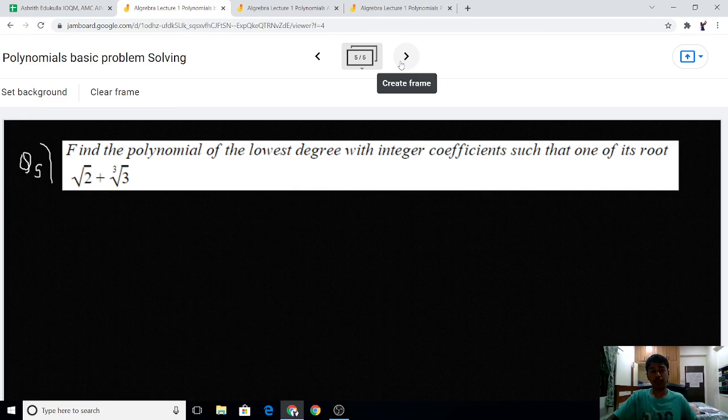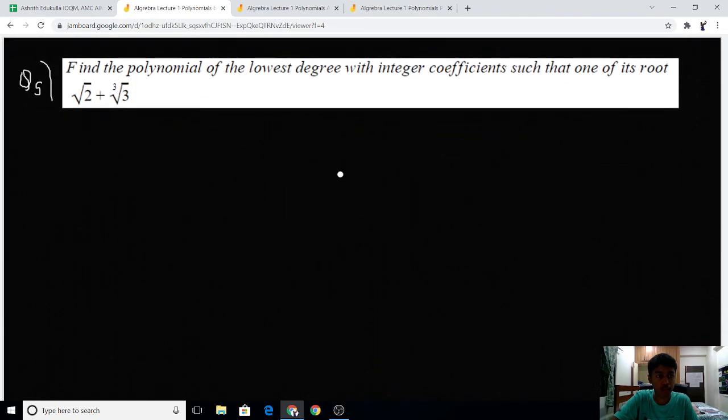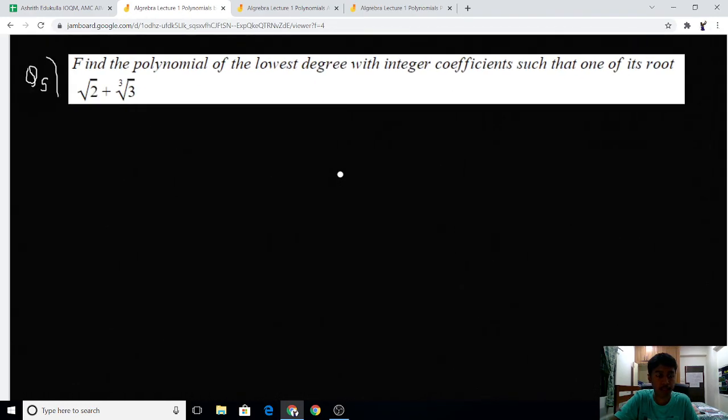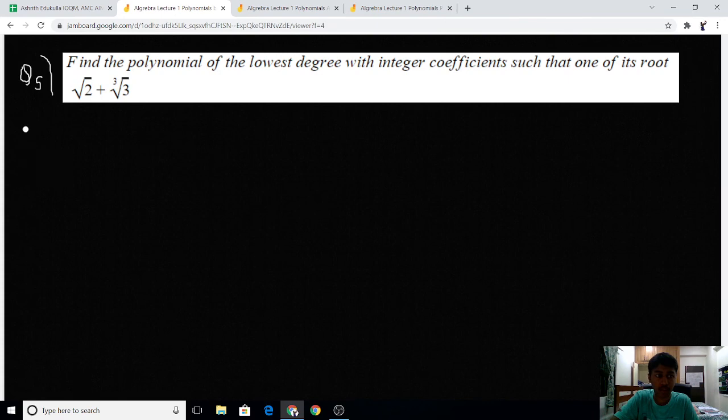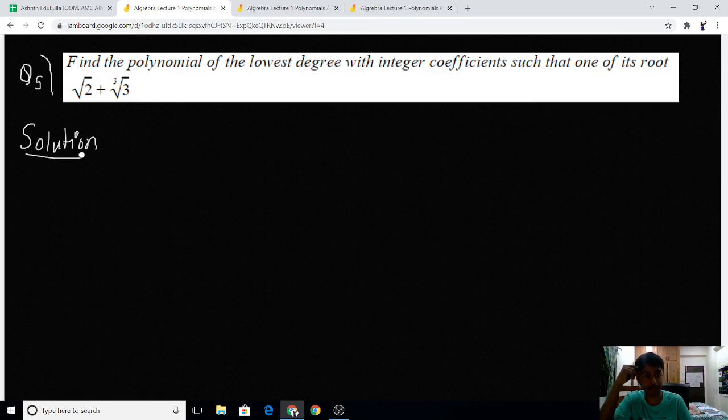Find the polynomial of lowest degree with integer coefficients such that one of the roots is root 2 plus cube root 3. Okay, easy question. If you haven't tried it yet, I'm saying you pause and go solve it. I'm waiting for 30 seconds for people who still haven't done it.